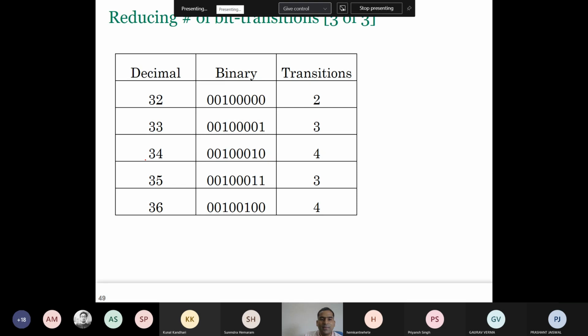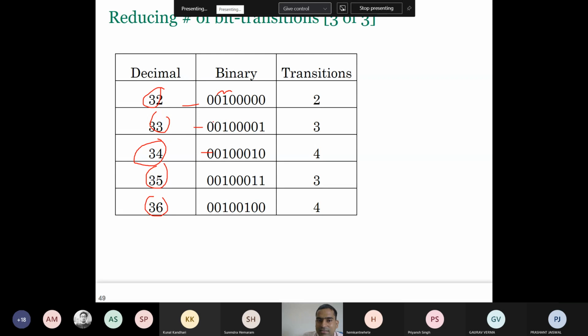So this is my original number, 34. Now I am allowed to have either plus 1, minus 1, plus 2, minus 2. That means I can send either 32, 33, 34, of course, 35, or 36. Whichever of these numbers has the least number of transitions, I can send that. I have written their binary representation here, and now you can easily count the number of transitions.